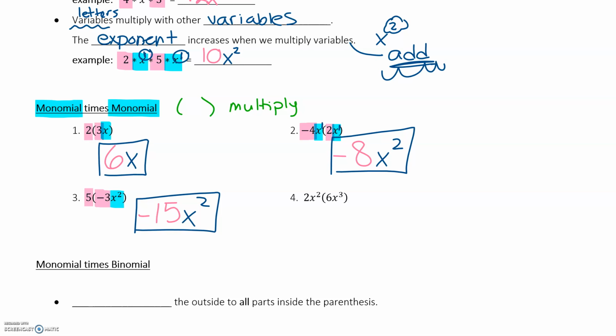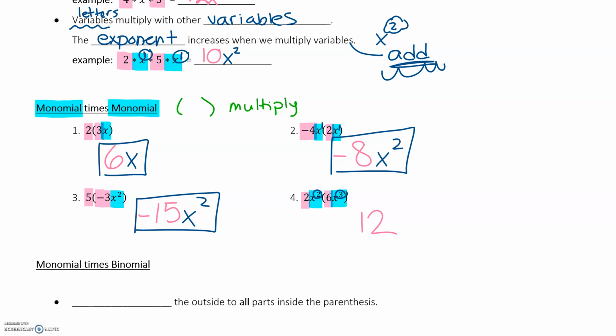Number 4, our coefficients are a 2 and a 6, and we're multiplying those, so that's going to give us 12. Oh, this one's fun. Our variables this time are x squared and x cubed. So here we're looking at the exponents.